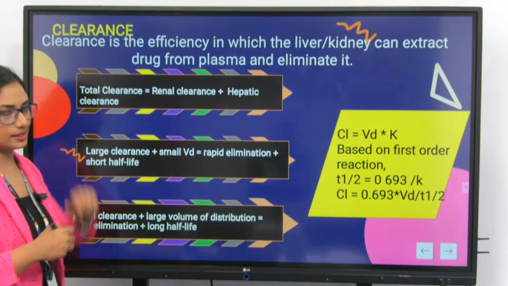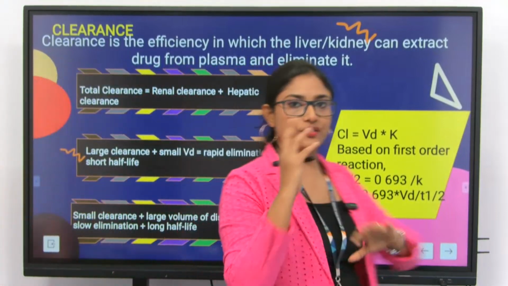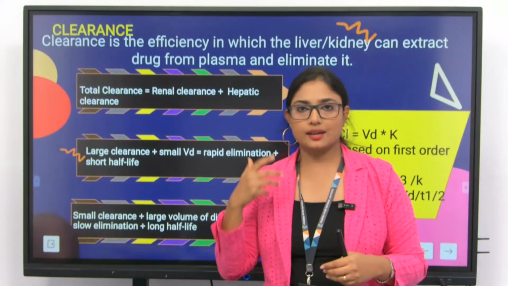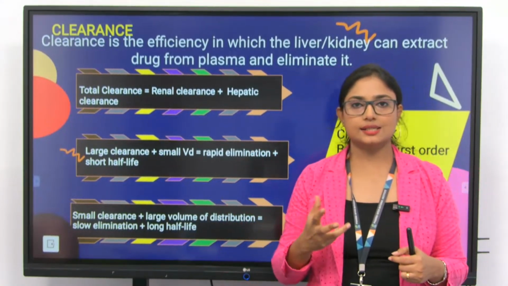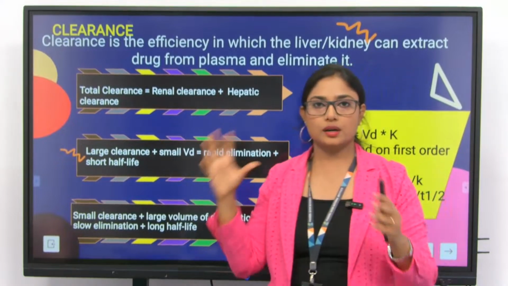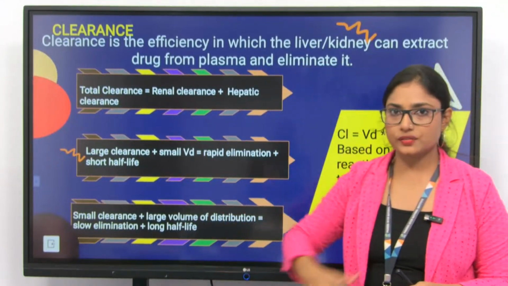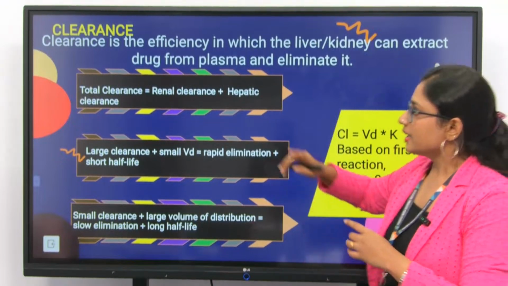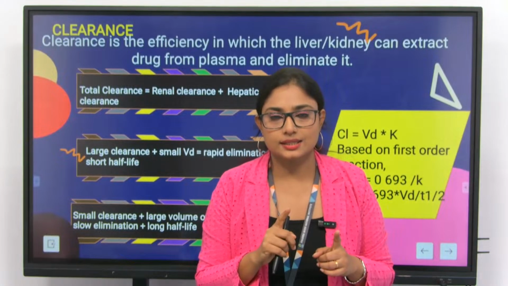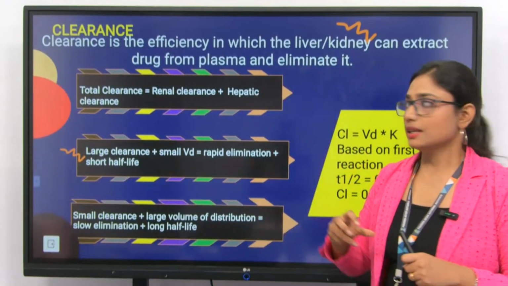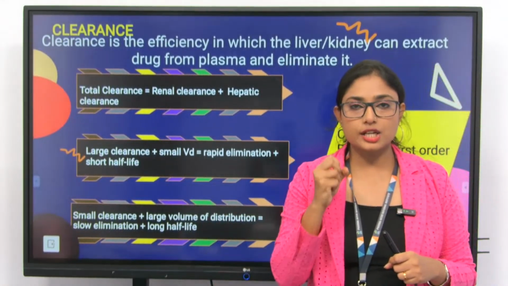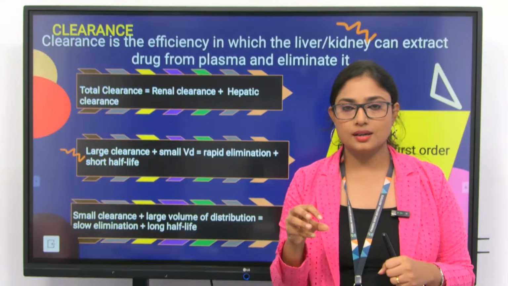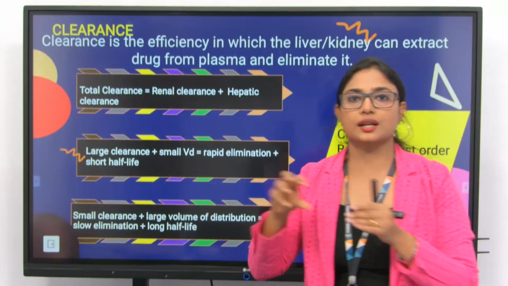Next is clearance. What is clearance? What is the difference between clearance and excretion? I will define excretion as a complete process through the whole blood: the whole blood is filtered through these nephrons and the drug is excreted from that. The difference is that clearance is the removal of a drug from a particular volume of plasma, a particular amount of drug in a particular time.